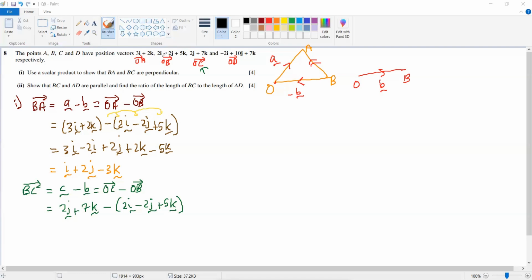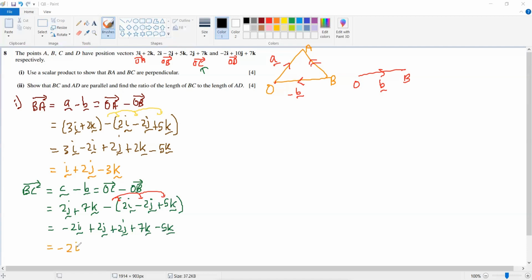So when you multiply everything out, this negative sign multiplies, and rewrite it in terms of the order. The I first, so make negative 2I. Then the J: plus 2J, minus minus another plus 2J here. And then how about the K? Plus 7K minus 5K. Okay, let's simplify this part first, please.